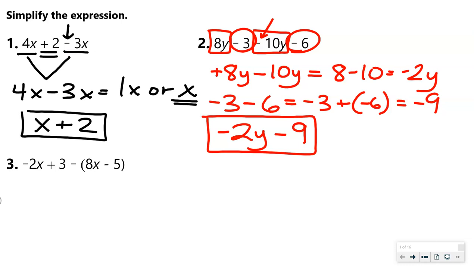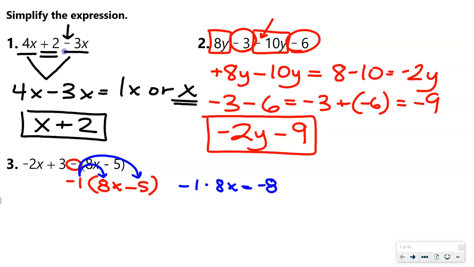Moving along, we would have number 3. First, we have to distribute this negative. This is like a negative 1 times 8x minus 5. And so when we look at this, we're saying that negative 1 times 8 and negative 1 times negative 5 would give us negative 1 times 8x equals negative 8x, and negative 1 times a negative 5 would be positive 5 right there.